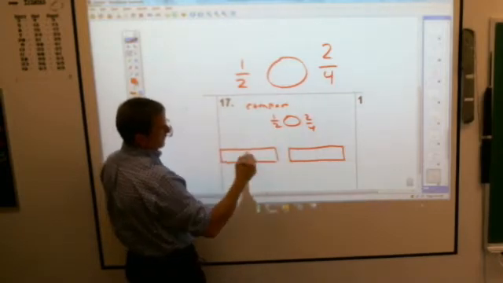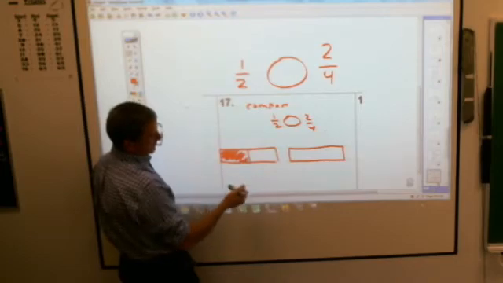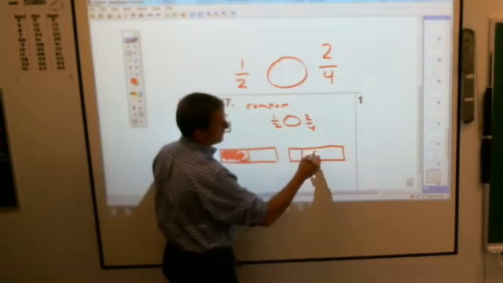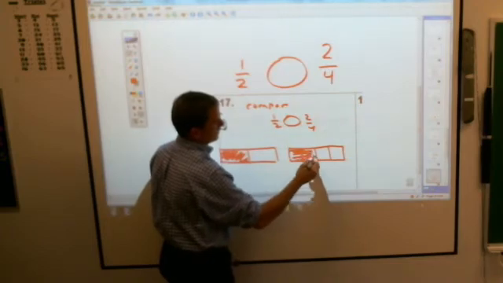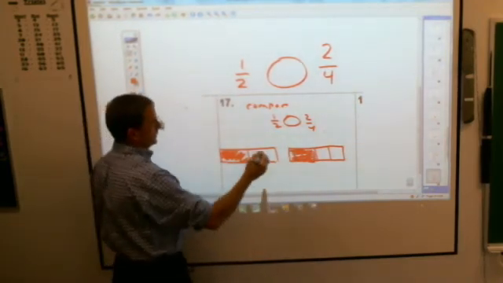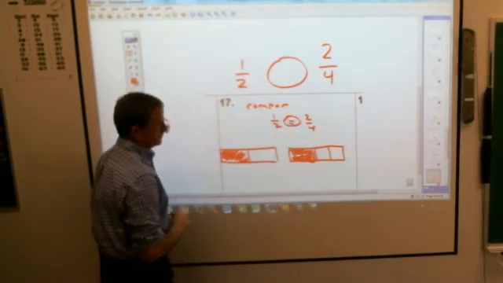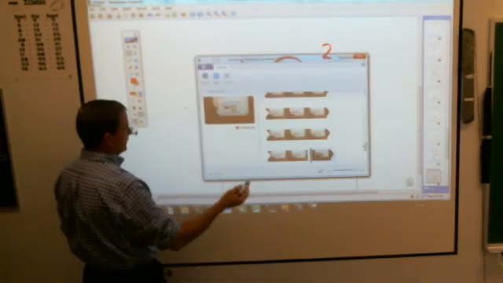This one I'm splitting down the middle again and shading half of it. This one I'm cutting into 4 pieces and shading 2 of them. Which one's bigger? They're equal. Make sure that you sketch which is there. Not a tough lesson at all.